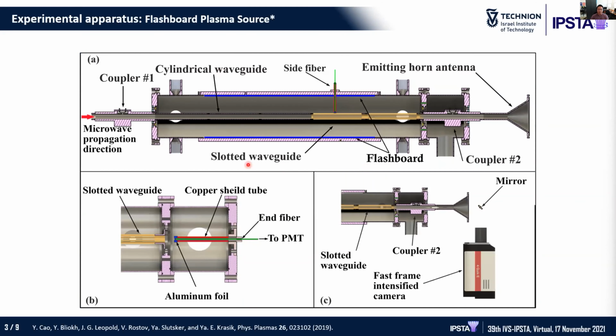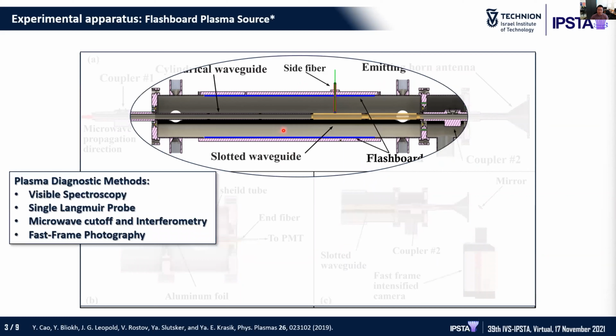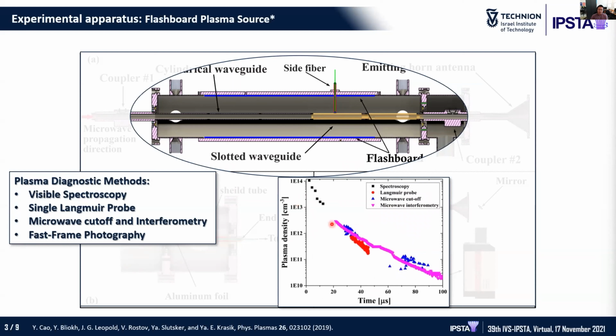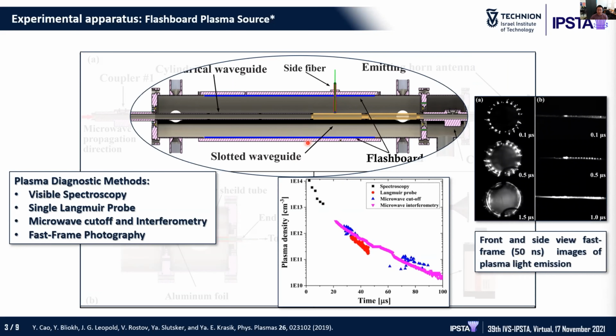The flashboard plasma source is characterized by different diagnostic methods, such as visible spectroscopy, single Langmuir probe, and microwave cutoff, and these measurements show good agreement with each other. Therefore, we could control our preliminary plasma density by shooting the microwave pulse at a different time delay with respect to the beginning of the flashboard discharge. Also, we use a fast framing camera to observe the plasma light emission, and it shows good uniformity in both the axial and radial directions.